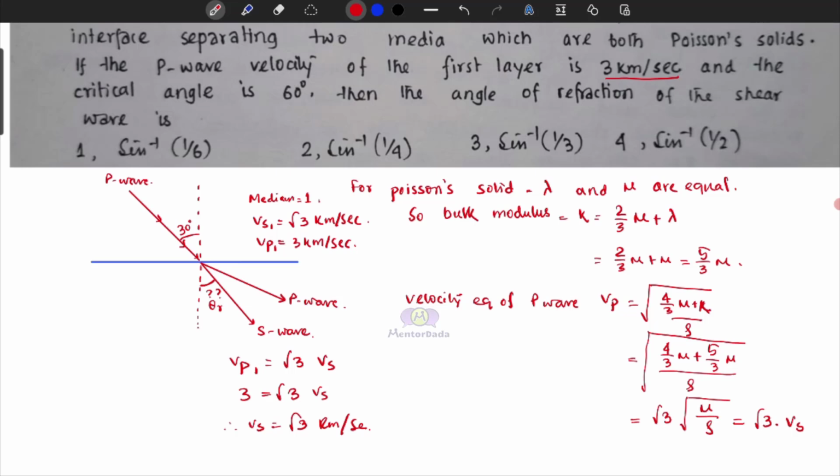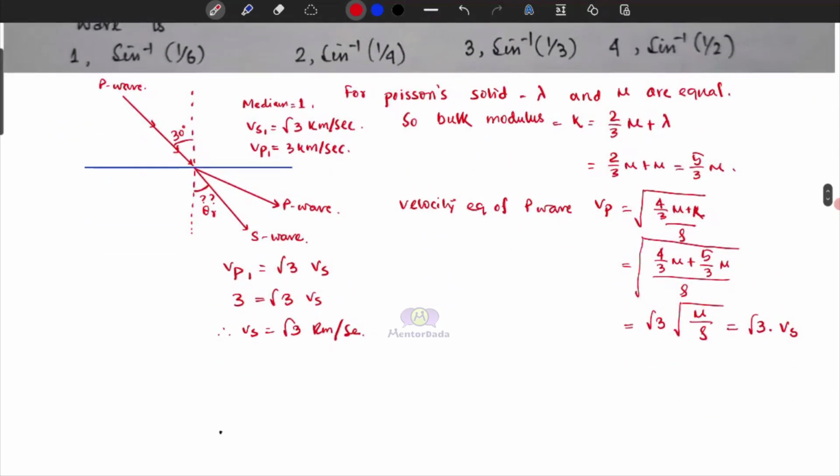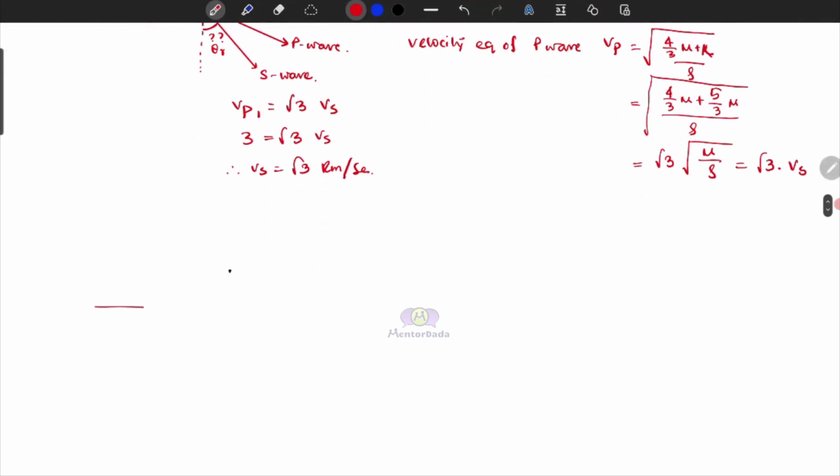Okay, now just consider the second part of the numerical. Now the critical angle is 60 degree. So let's draw another diagram. It is something like that. Critical angle of P wave is something like this, where critical angle theta c equals 60 degree.